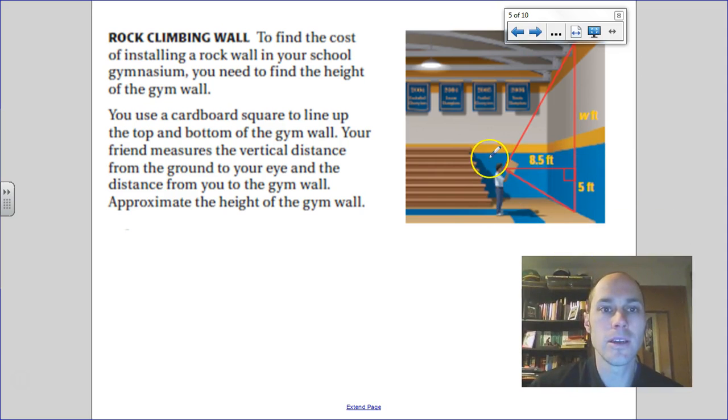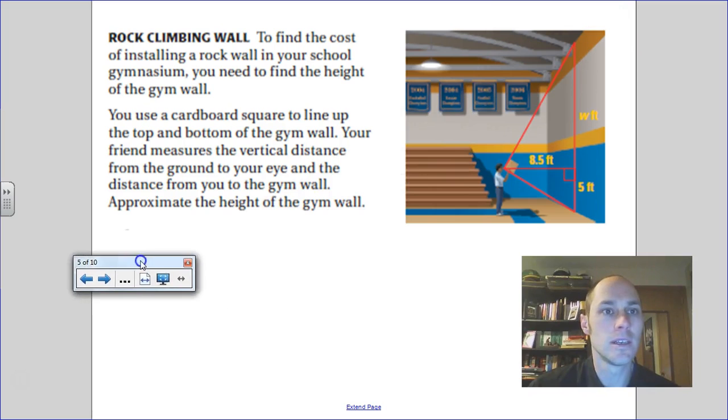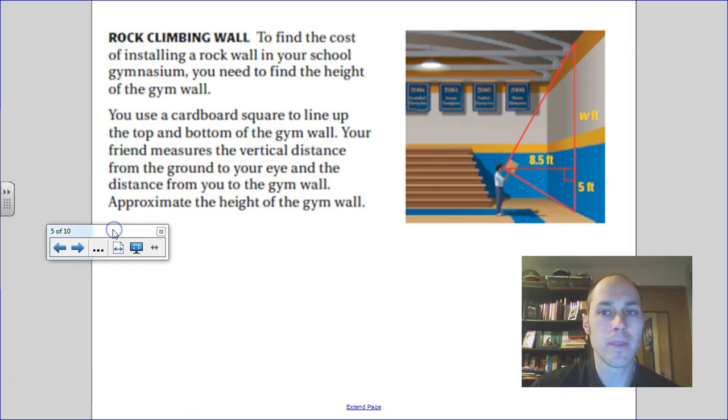Okay, so here's where you can apply what we know about similar right triangles. So read through this problem and set up the proportion and be able to find out the length of W in order to find the height of the gym wall.